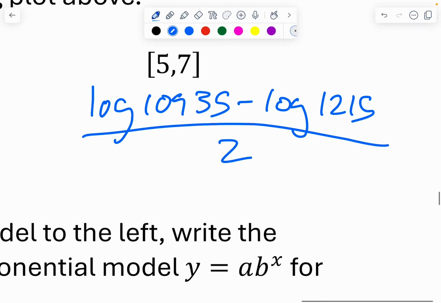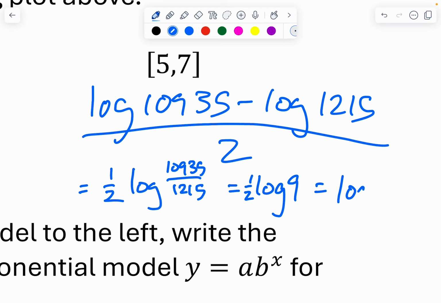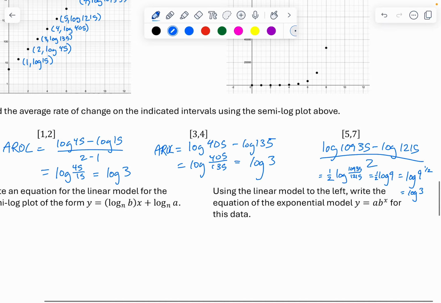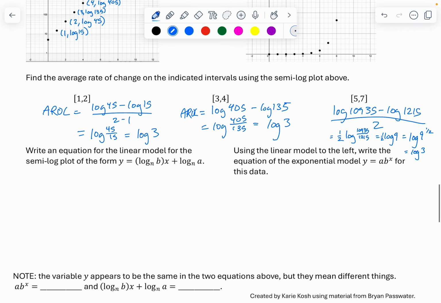Okay, and now I recognize that this would be equal to 1/2 times log of 10935 over 1215. And maybe you recognize that that's equal to 9. And so this is 1/2 of log of 9, and the reason I wrote the 1/2 there is because it can become an exponent, and the square root of 9 is 3, so this is log of 3. So all of these have the same rate of change, because if we think about it, our line was linear, so they should have a constant rate of change.